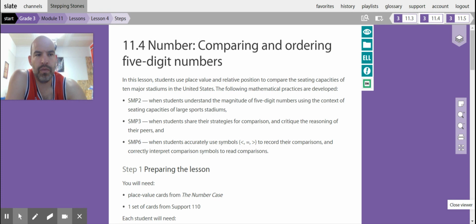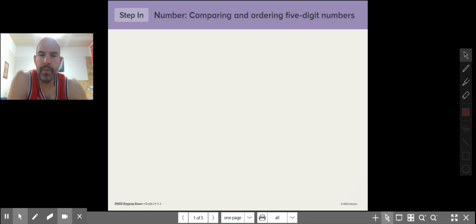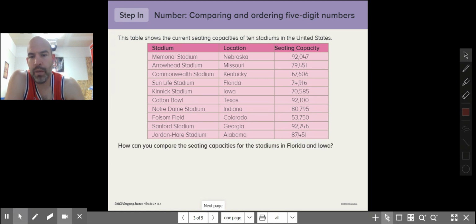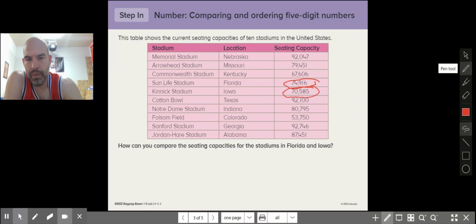Now, let's go ahead and jump over here to our step in discussion. If you look here, we have this example, and I believe these are kind of from what we were just looking at, right? It says this table shows the current seating capacity of 10 stadiums in the United States. All right, so we have all that data there in that chart. It asks, how can you compare the seating capacity for the stadium in Florida and in Iowa? So we're looking at these two right here. We're looking at Florida and Iowa.